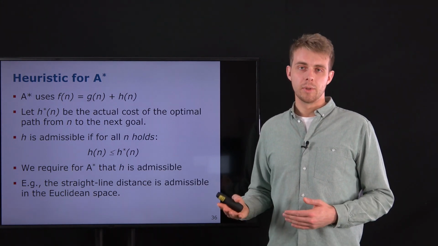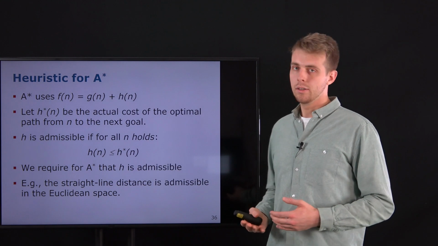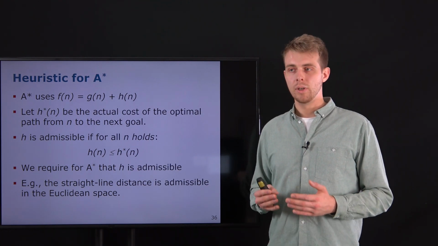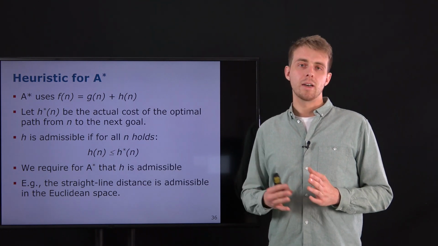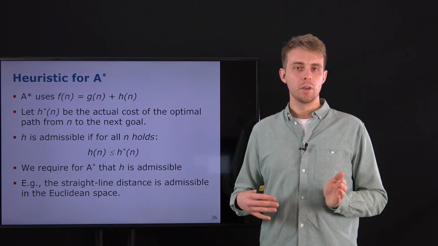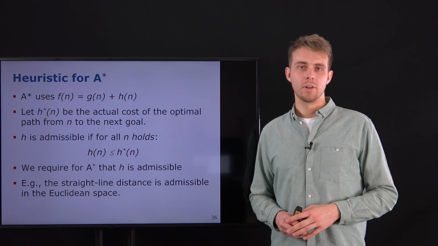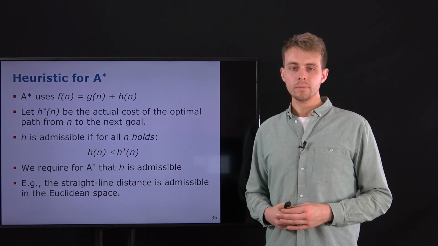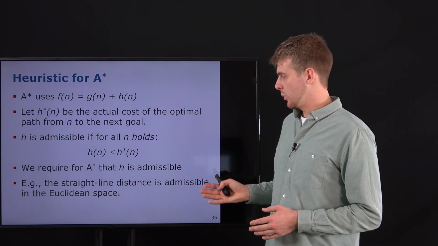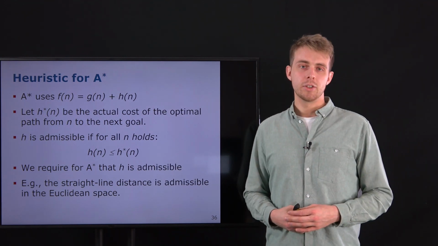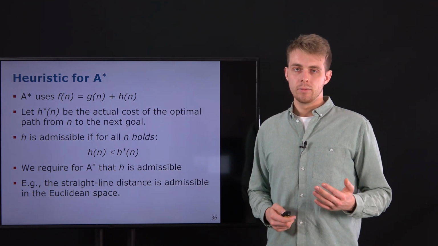It may not be higher, because in that case optimality is not guaranteed anymore, because then the heuristic might guide us to a suboptimal path, and we will reach the goal on that one and think, okay, we are done, we found the path, but in this case it's not optimal. So for A star, we require that the heuristic H is admissible.